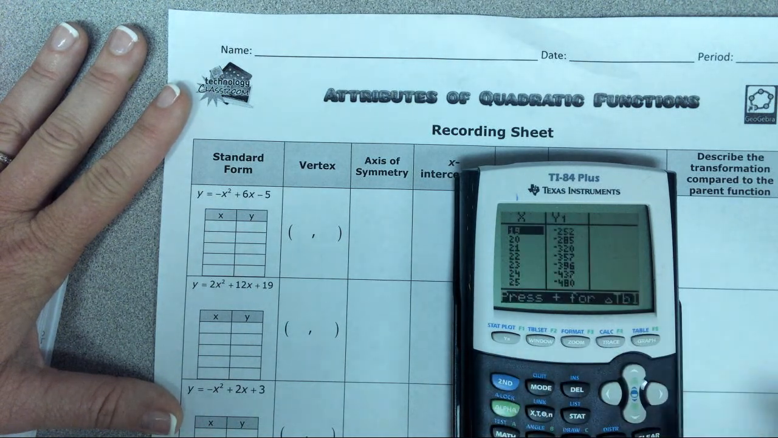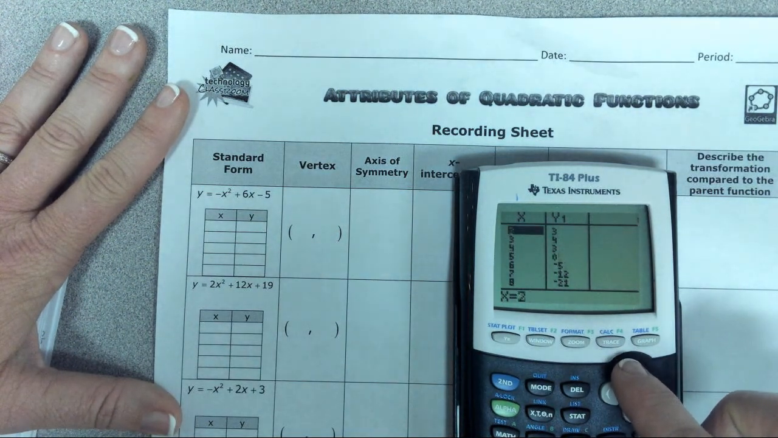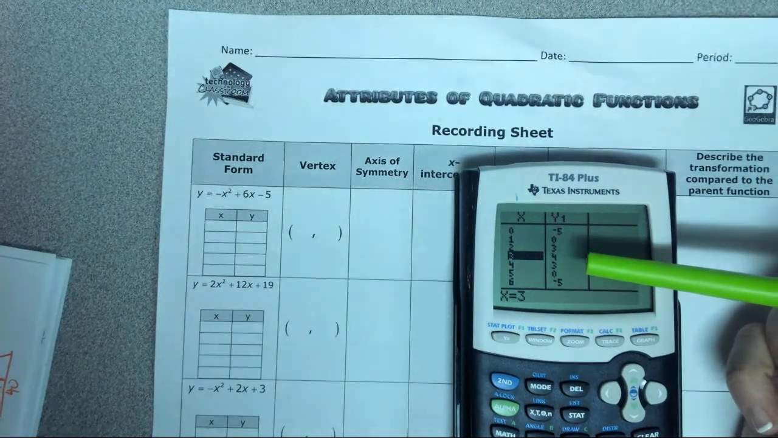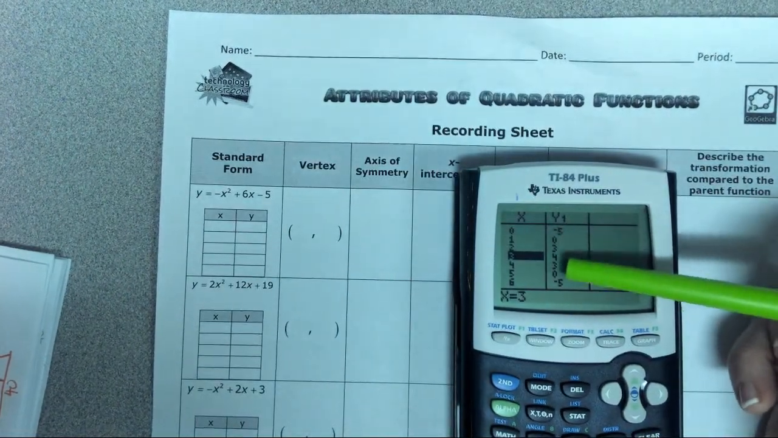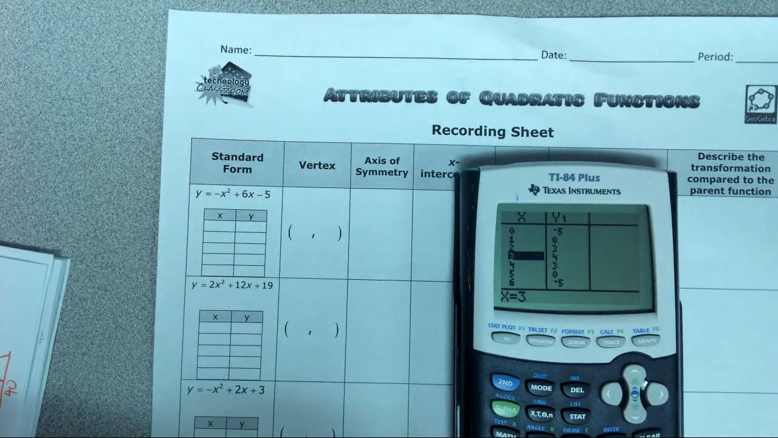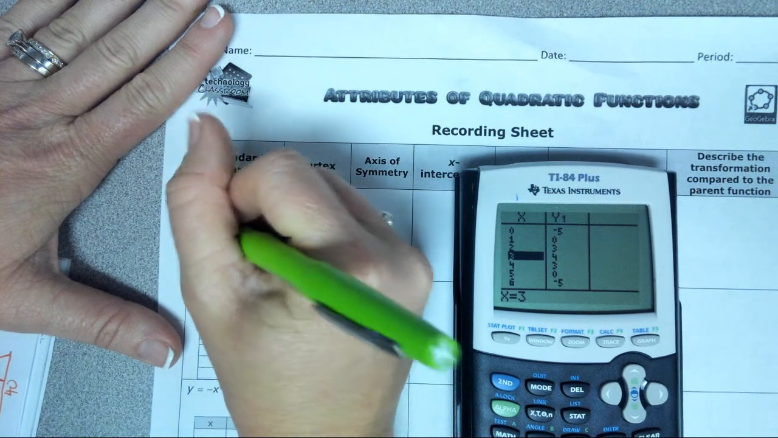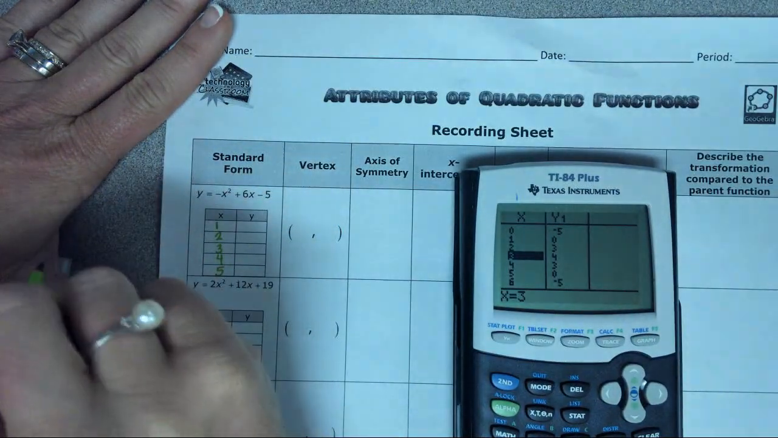So let me go to the table, and I want to start right in here, but what I want to make sure that I include is my vertex. And I have it right here. I can always identify my vertex because it's the one with the y value that's not repeating. You can see how I have these repeating y values around me.